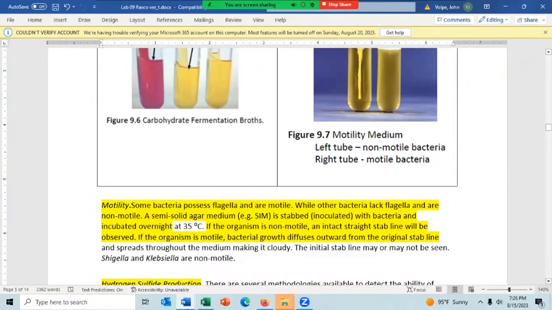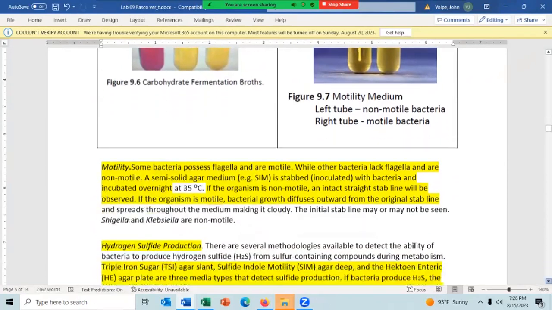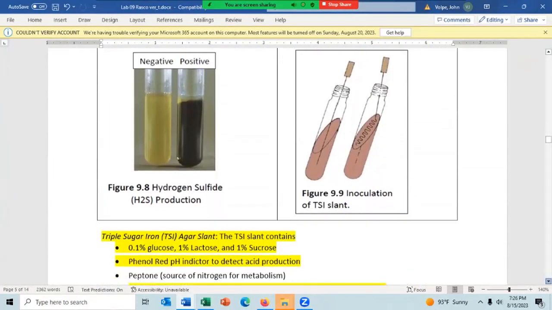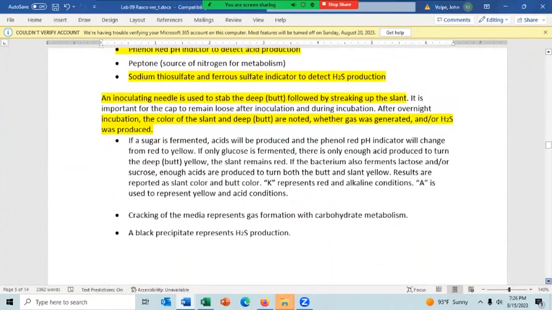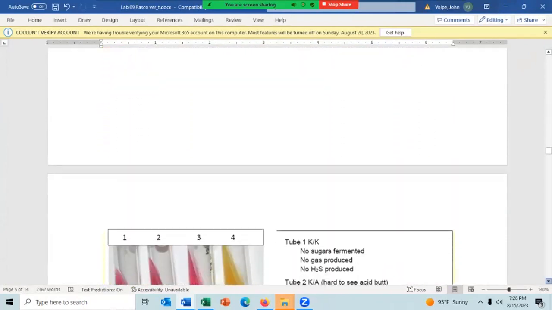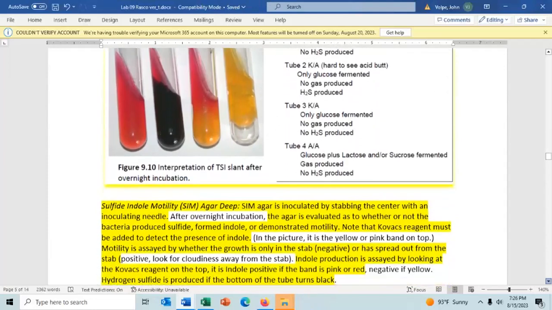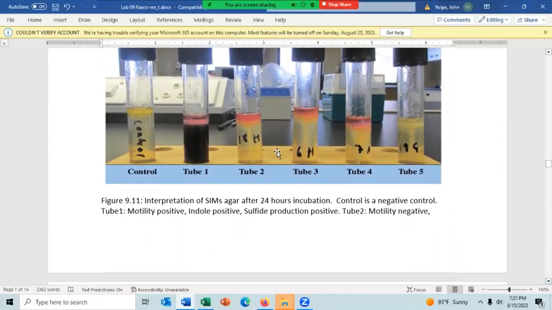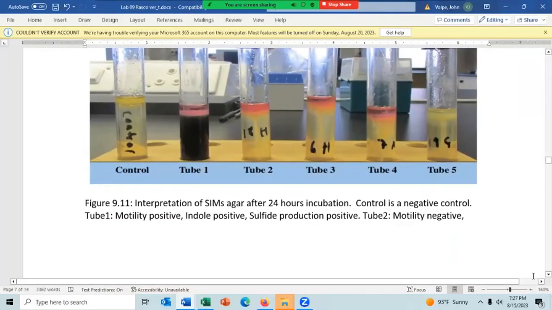I'll take a look at that. Let's scroll down here. Keep going. Keep going. There we go. See if I can blow this up just a little.